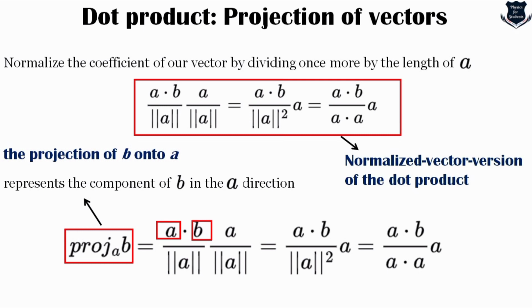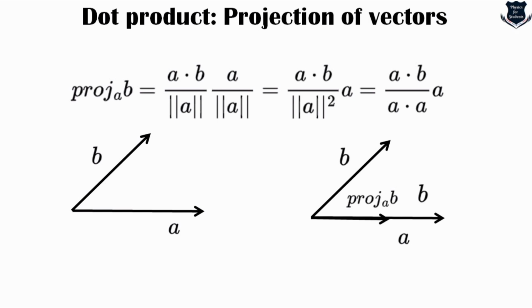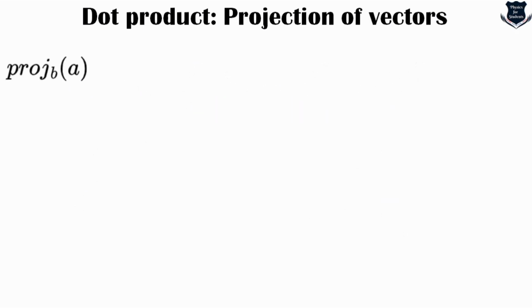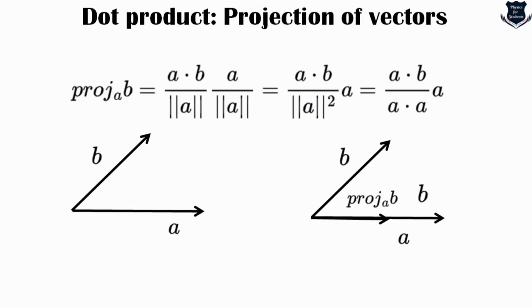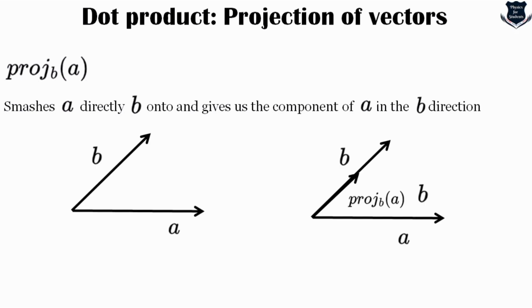In other words, if we really smash down B directly on top of A, then we get, okay, this is the same equation, we smash it down and we get something like this. So just to quickly recap, this is the visual demonstration of smashing down and how the projection looks. If we smash down A directly onto B and it gives the component of A in the direction of B, then we get something like this.